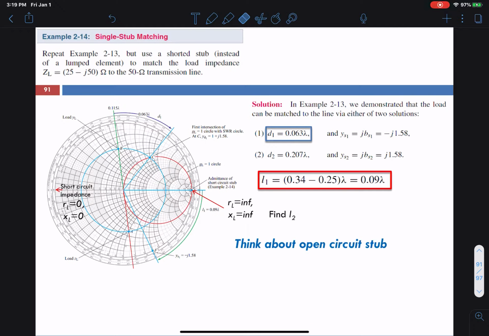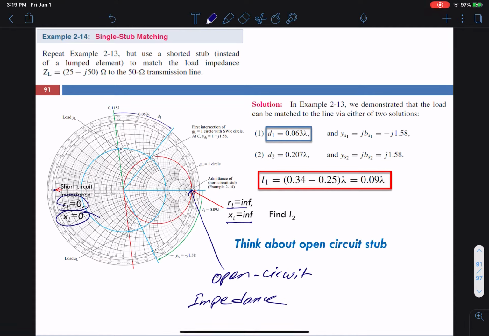This is the same problem we did last time. Before I go anywhere, you know that when we first discussed the Smith chart, at this point over here, both RL and XL are 0. That means this point is called the short circuit impedance point. And on the other side of the chart, RL and XL are both infinity. This point over here is called the open circuit impedance point.